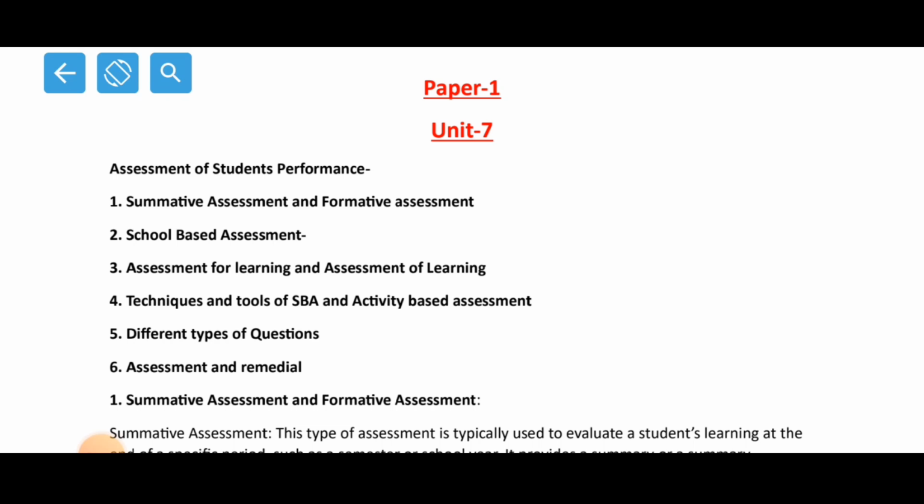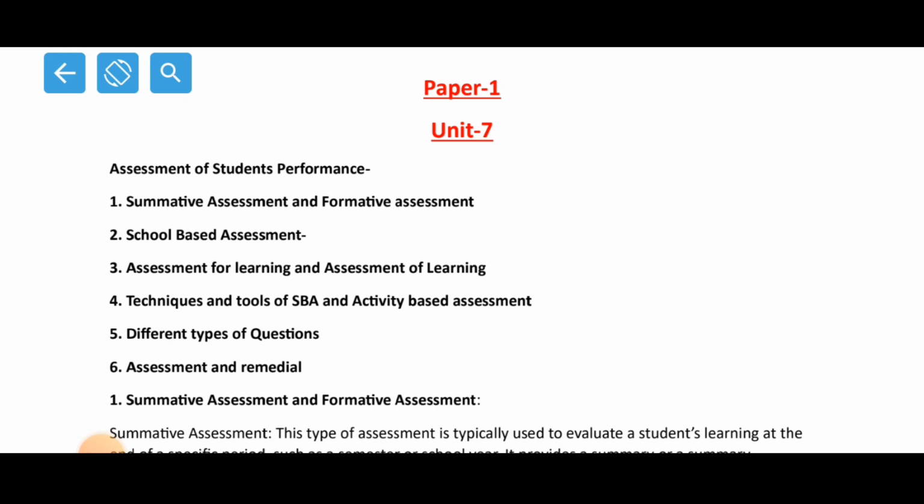Assessment means finding out how much the students have progressed, what feedback we can give, whether remedial teaching is required or not, and what the grounds are on which the students need improvement. So the overall development of the child is tested through assessment.